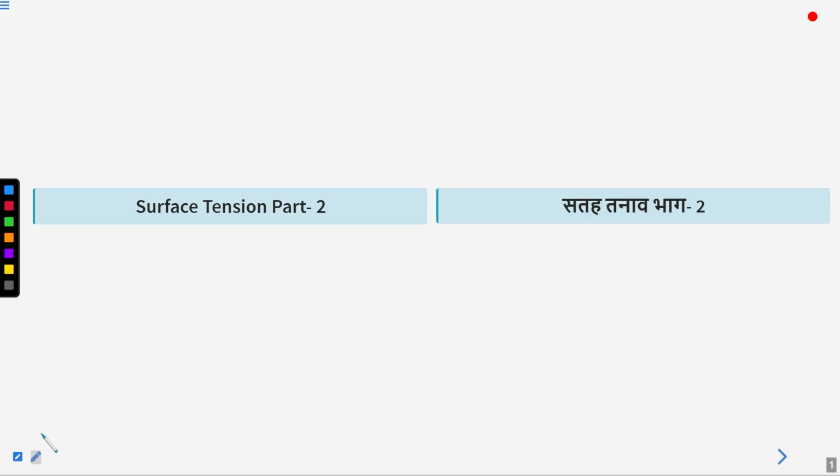So students, as we know, we are covering surface tension, or you can say we had started this topic in the previous lecture, and that was our part 1. In this lecture we are going to continue with surface tension, and this is going to be our part 2. In the previous lecture we had discussed some really important points for surface tension. In this lecture we will continue with the same thing.